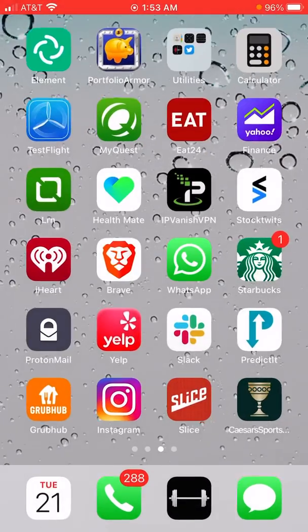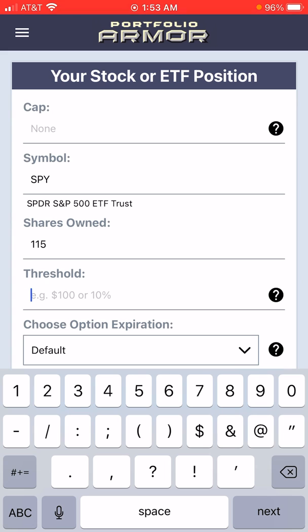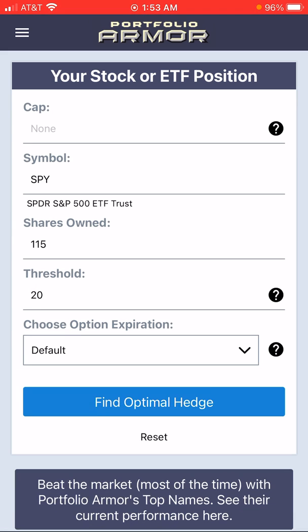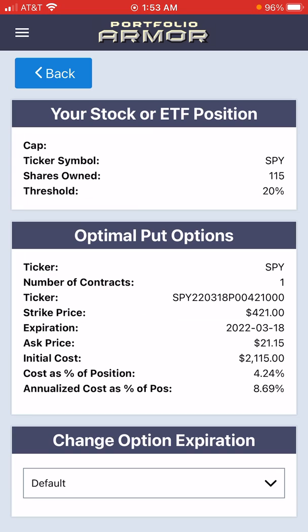Okay, back to the portfolio on our iPhone app. We'll enter in 20% for our risk tolerance. For time to expiration, we'll stick with our default here, which goes out about 6 months, and we'll tap Find Optimal Hedge. And here we're presented with the optimal put to hedge 115 shares of SPY against a greater than 20% decline. And as you can see here, the cost was $2,115 or 4.24% of position value.